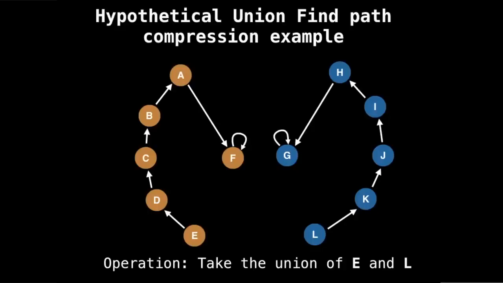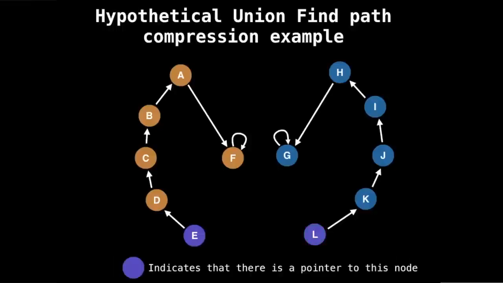Alright, suppose we have this hypothetical union find. I say hypothetical because with path compression, I'm almost certain it's impossible to achieve a structure that looks like this. Nonetheless, it's a good example. So now suppose we want to unify nodes E and L, or just unify groups orange and blue, but we have access to E and L, and that's what we're calling the unify operation on.